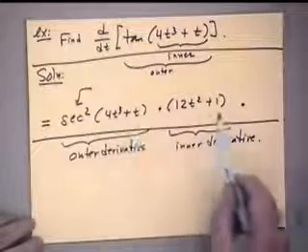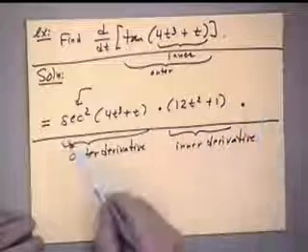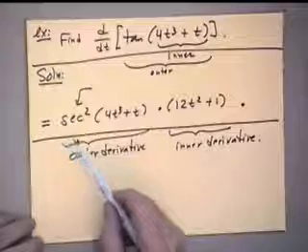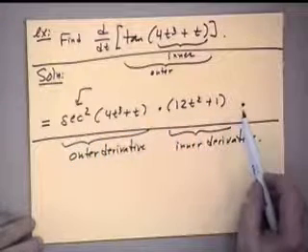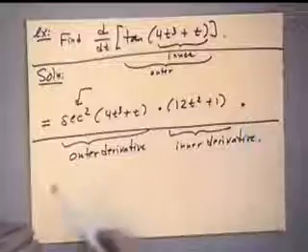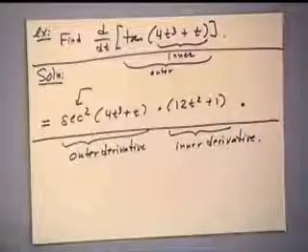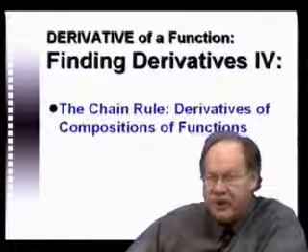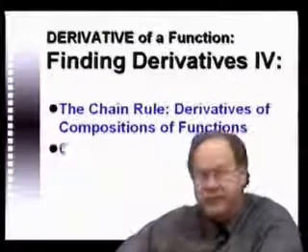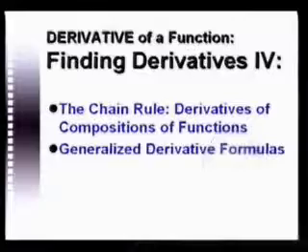And if there are several functions nested, then you might be starting out with an outermost and moving to the next outermost all the way to getting to the point of the innermost. That's something we can try a little later. The chain rule allows us to generalize some of our familiar derivative formulas. And that's what we'll look at now, generalized derivative formulas.